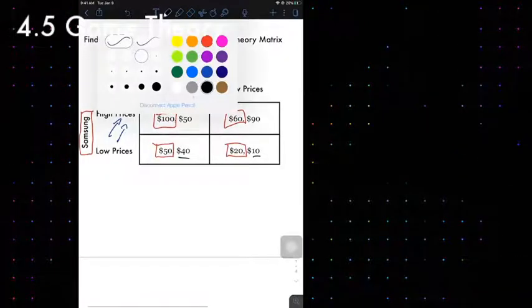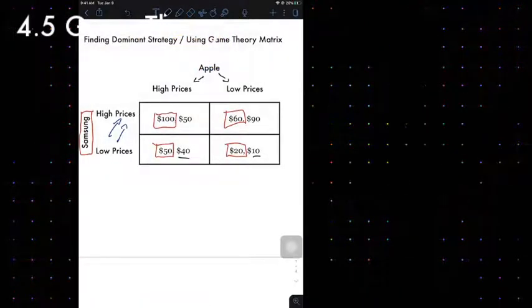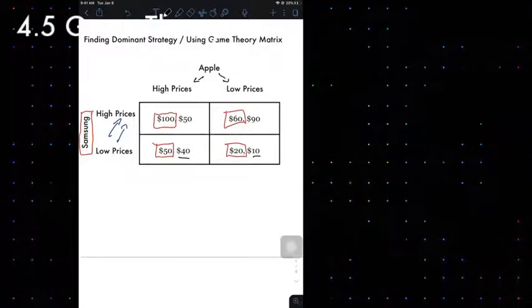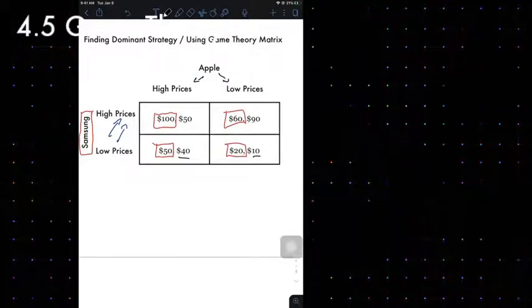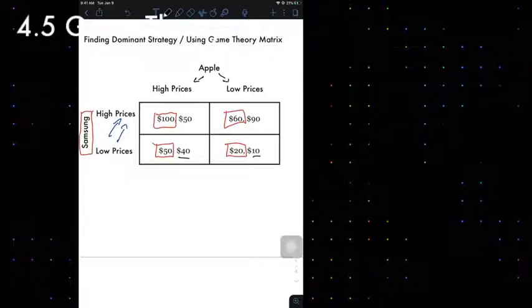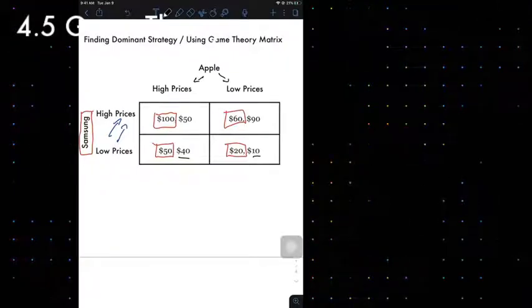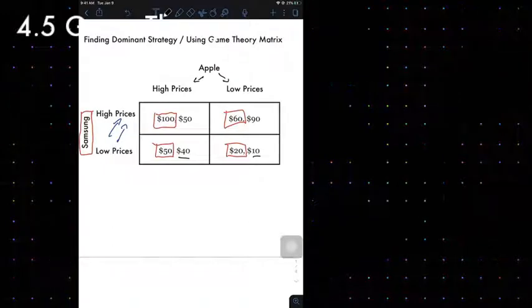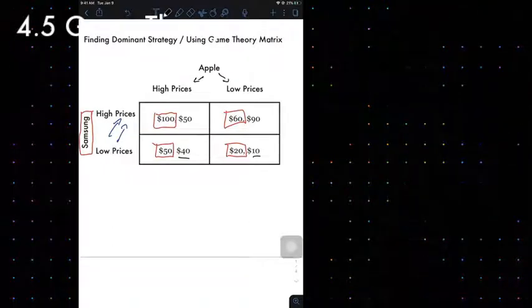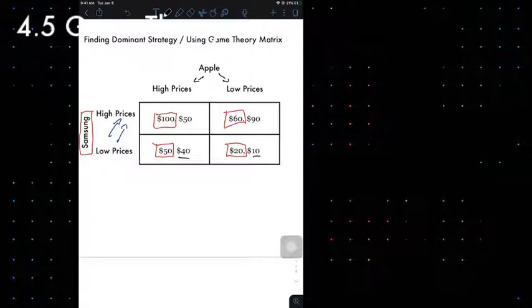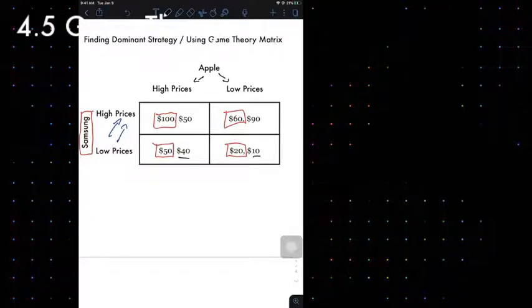And so you'll notice, if we look at that, when Samsung went low, Apple went high, and when Samsung went high, Apple went low, right? That means that they don't have a dominant strategy, right? Apple is dependent on what Samsung does, right? And so they have no dominant strategy, right?